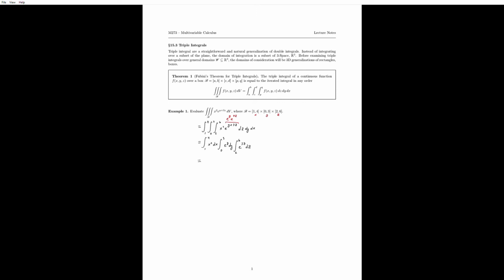Then each of these can be integrated as is. So we'd have 1/3 x cubed between 1 and 4. Then the y integral is e to the y between 0 and 3. And the z integral is 1/3 e to the 3z between 2 and 6.